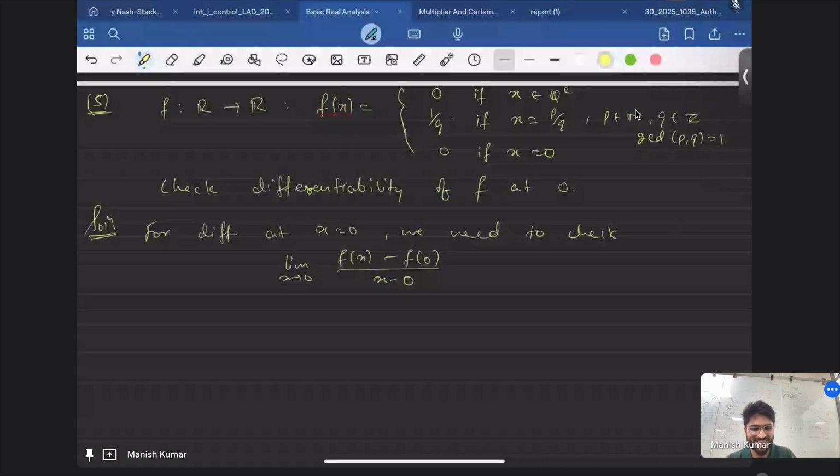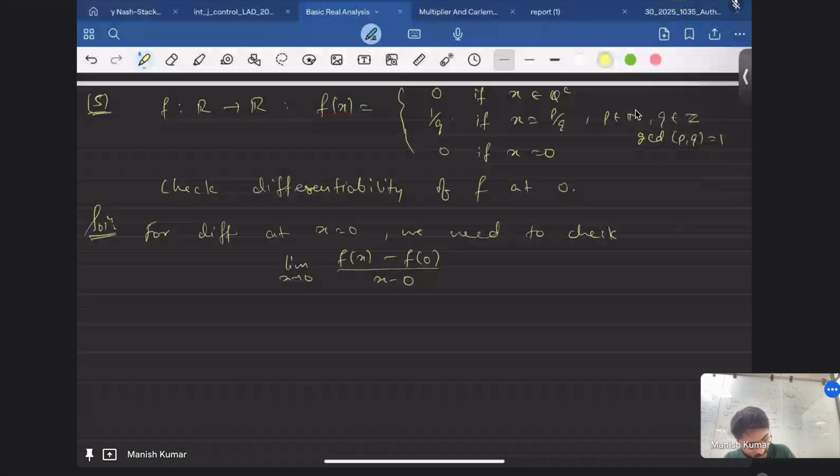Ultimately we reached this point, f of x by x. Now you know that if I take some sequence from the irrationals which converges to 0, then this is going to be 0. But if I take it from the rationals, we only have to check at rational points, so in that case you can get some non-zero number, right? So now you have to evaluate the limit as x goes to 0.